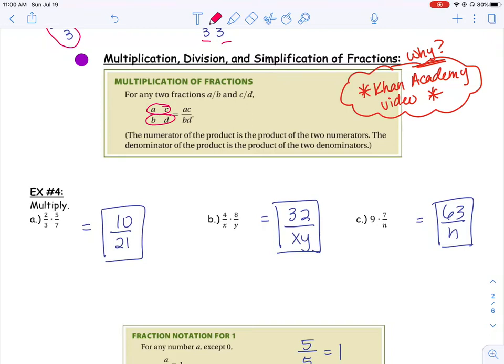Now, some of you are wondering why and how that works. Well, I found a cool video from the Khan Academy that I've posted in Canvas that you can look at to see how and why that works. It gives you a better understanding of why, when we multiply fractions, we can just multiply across the top and multiply across the bottom. I suggest that you watch that video so that you have a better understanding of why that rule works.